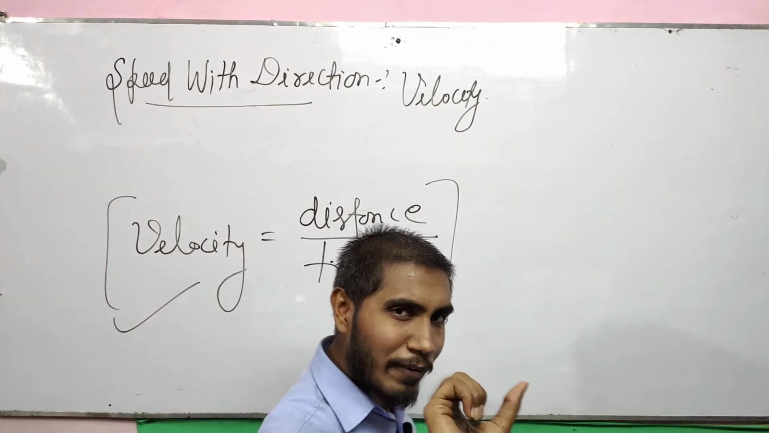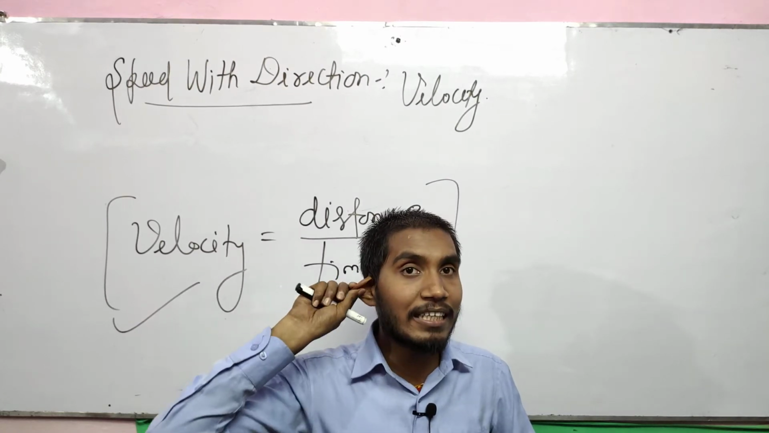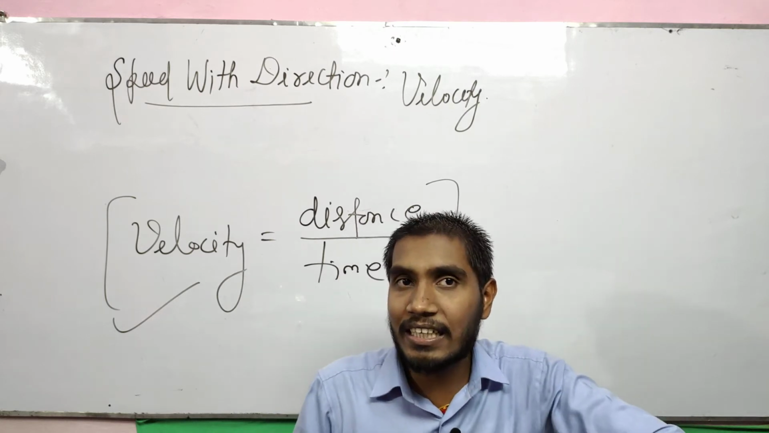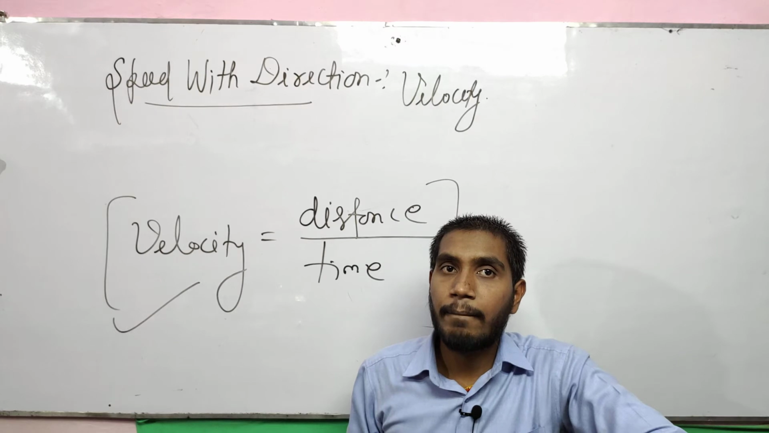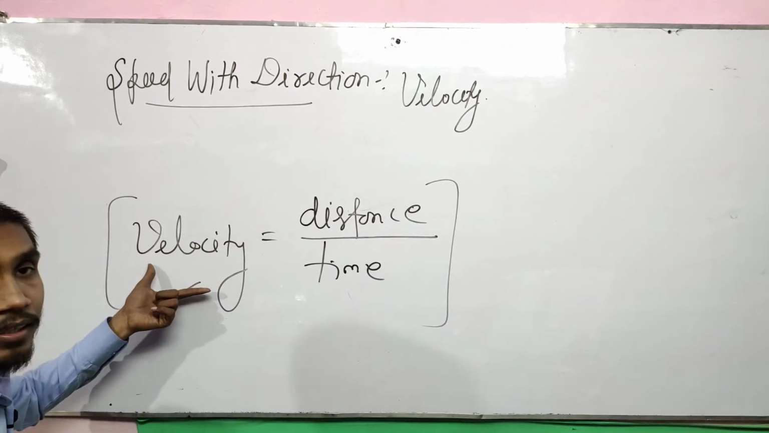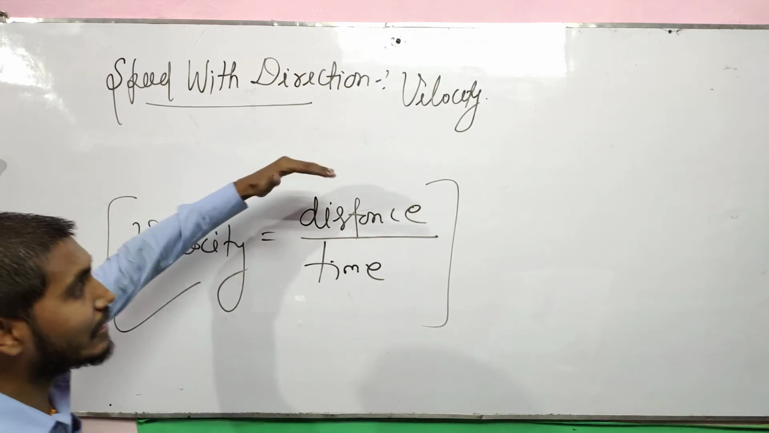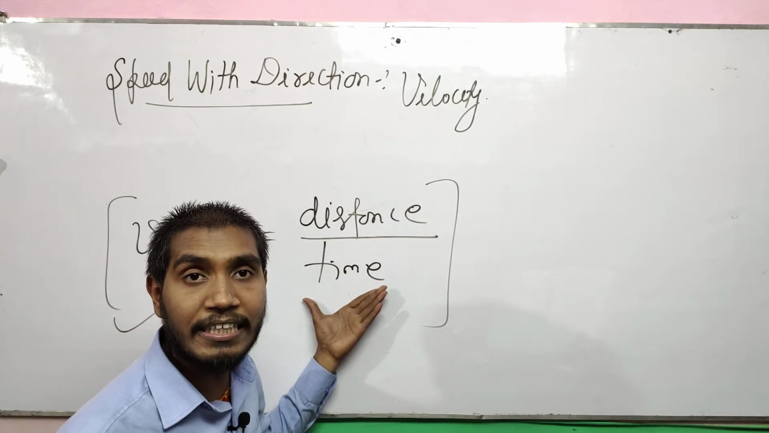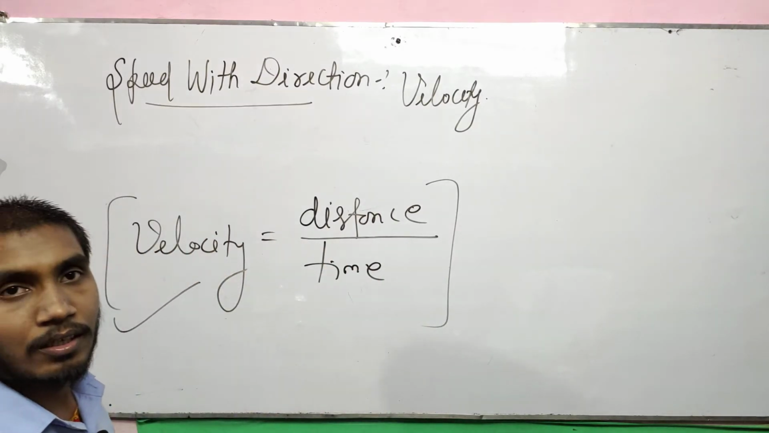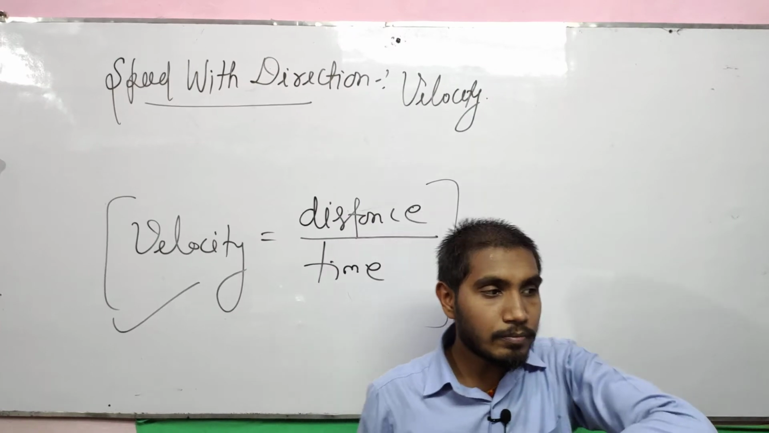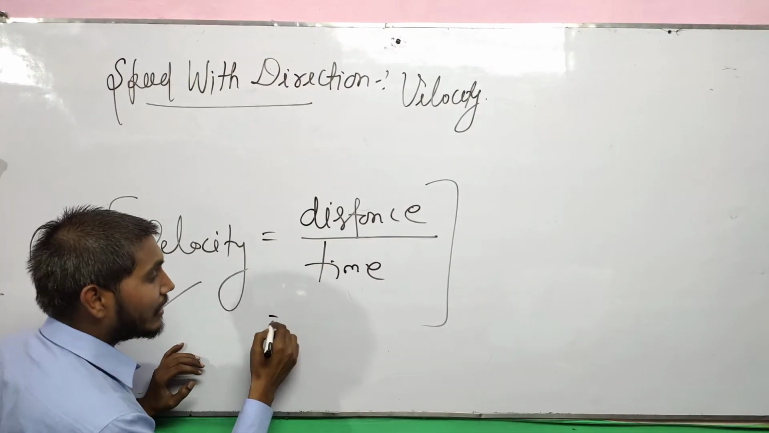There is a minute difference between speed and velocity. What is speed? The speed of an object is the distance covered by an object per unit time, but not in a given direction. But the definition of velocity is the distance covered by an object per unit time in a given direction. Understood?